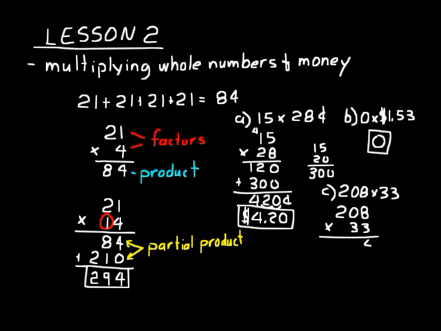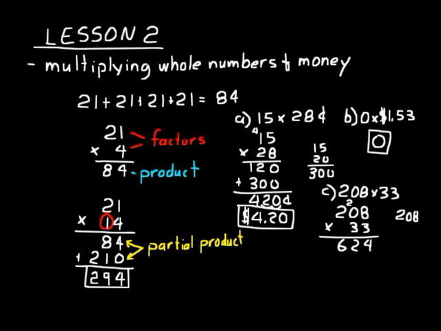8 times 3 is 24. Carry a 2 there. 0 times 3 is 0, so we just bring a 2 down. And then 2 times 3 is 6. And then we have to do 208 times 30. So we could write that over to the side.